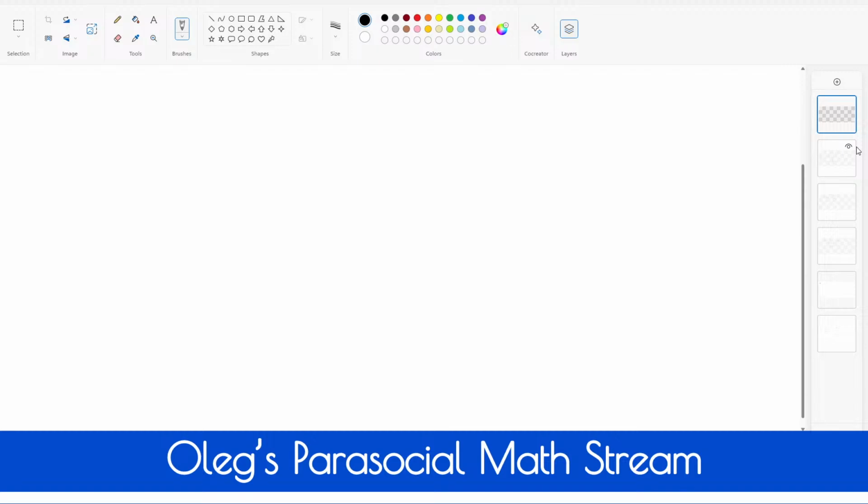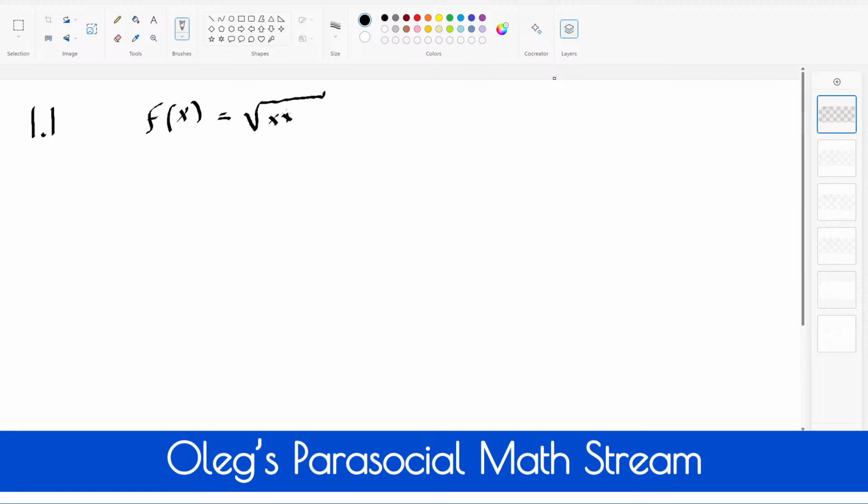Using zeros and y-intercepts to sketch a graph. Consider the function. Let me go back up top a little bit. F of x is equal to square root of x plus 3, plus 1.